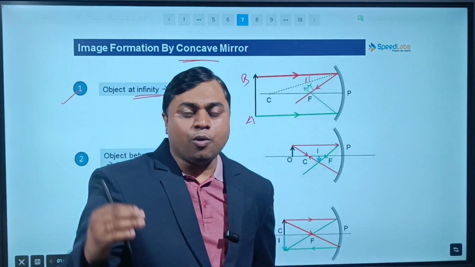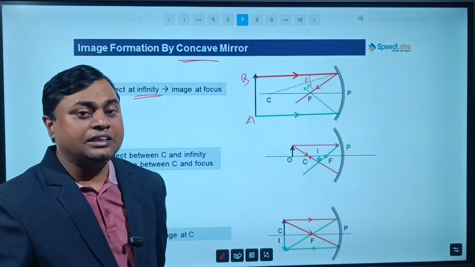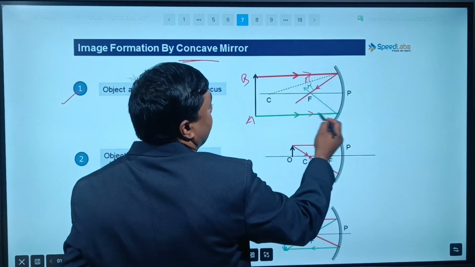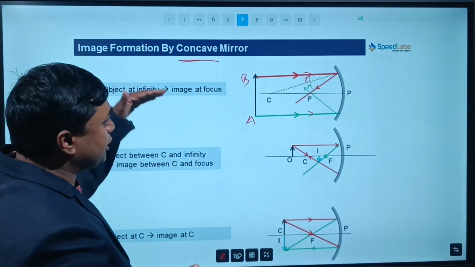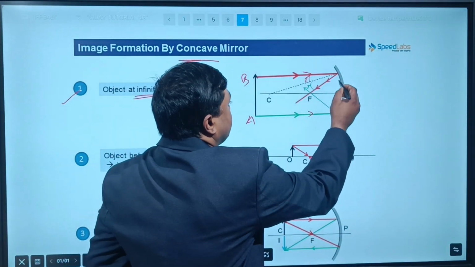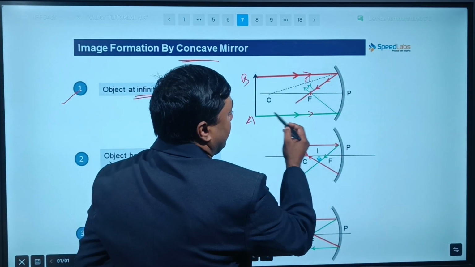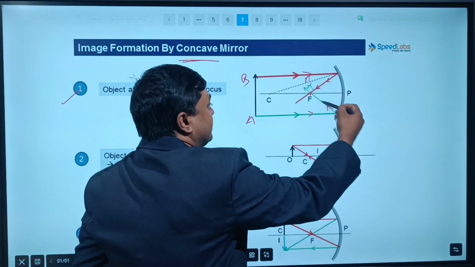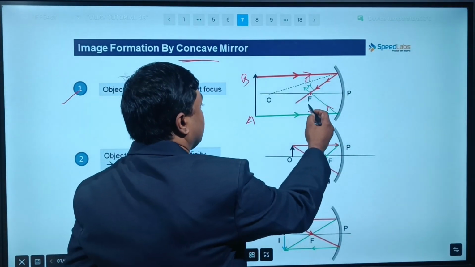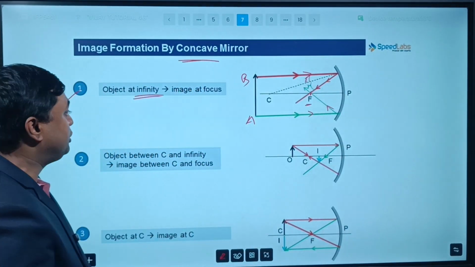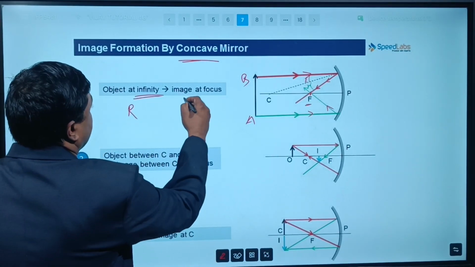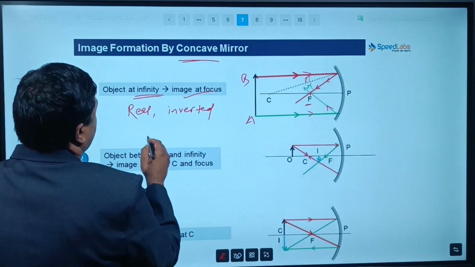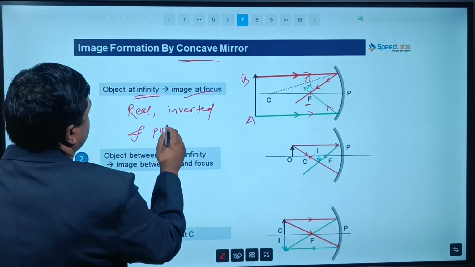You should know whenever the object is at infinity, the light rays will come parallel. So here you can take two light rays, this light ray and this light ray, coming parallel. As the rule says, if a ray of light is parallel to the principal axis, after reflection it passes through the focus. Now these two light rays meet at one point, the focus. So there only the image is formed. Image is at focus, and the image is real.